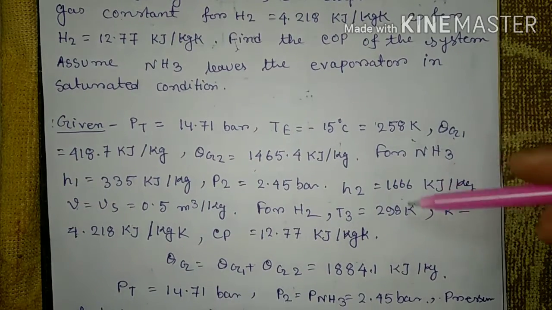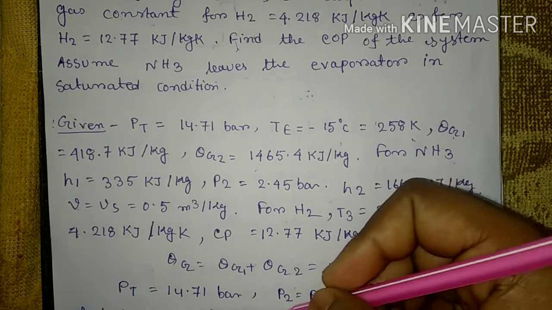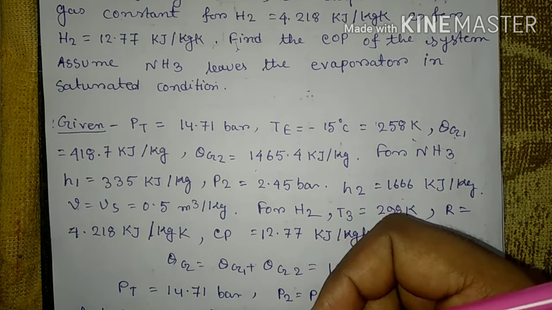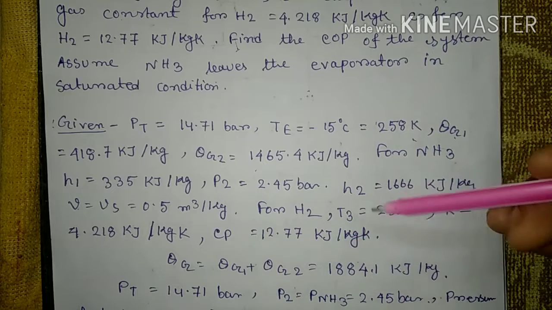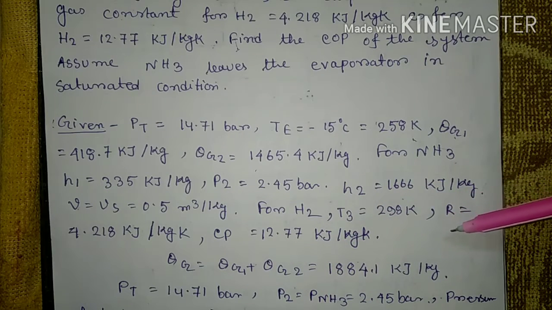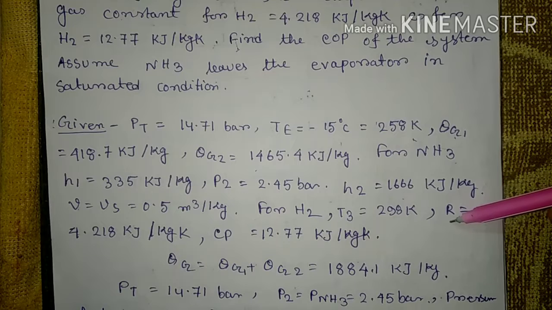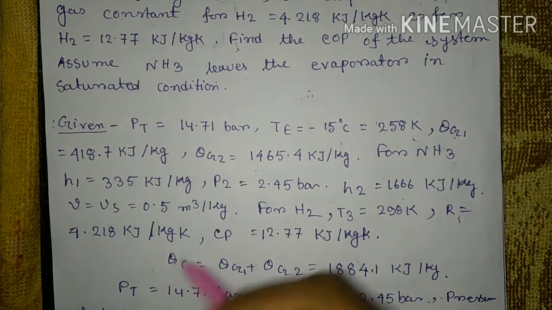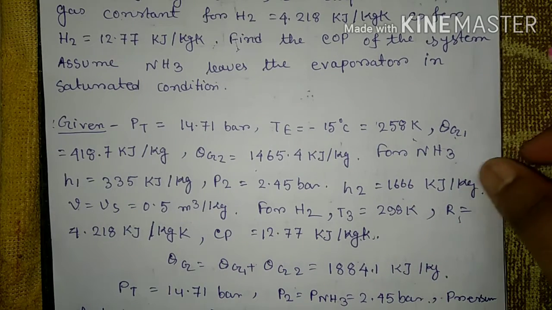For hydrogen, the temperature T3 is also given. The value of R, the gas constant for H2, is 4.218 kilojoule per kg Kelvin, and Cp for hydrogen is 12.77 kilojoule per kg Kelvin. Now we have to find the COP of the system.